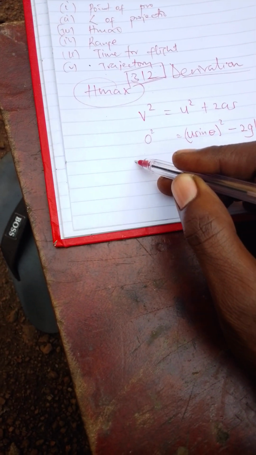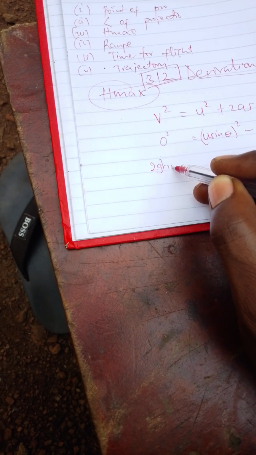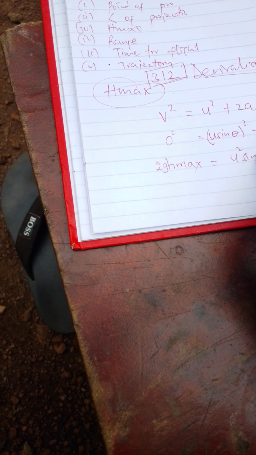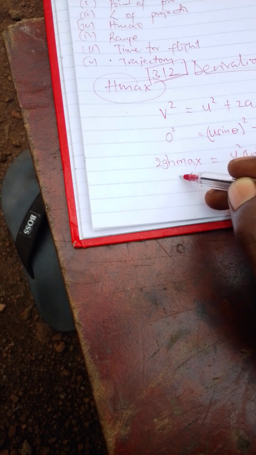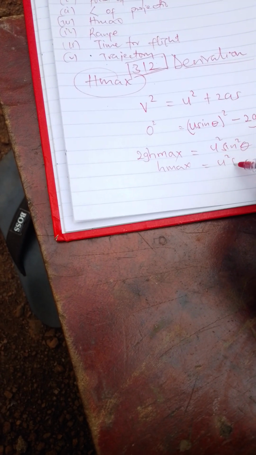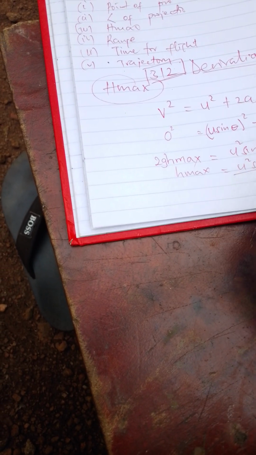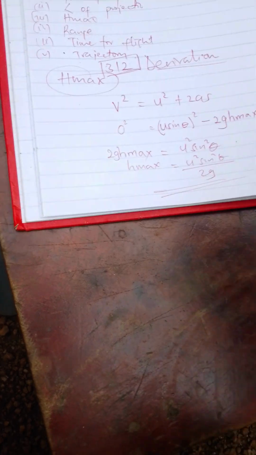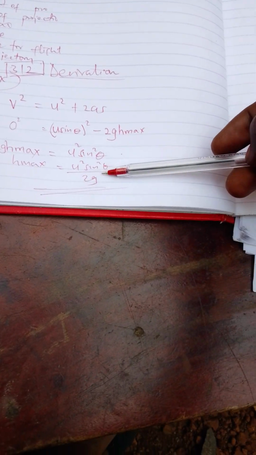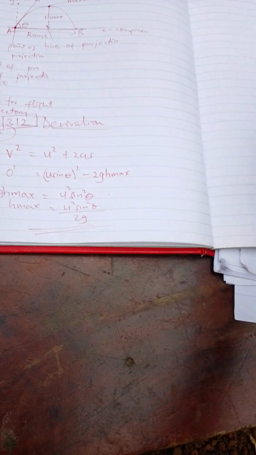Members, when I collect like terms, this is 2g h max is equal to u squared sine squared theta. When you make h max the subject, my h max is equal to u squared sine squared theta over 2g, and that is the expression for maximum height. It should be taken with much concern.